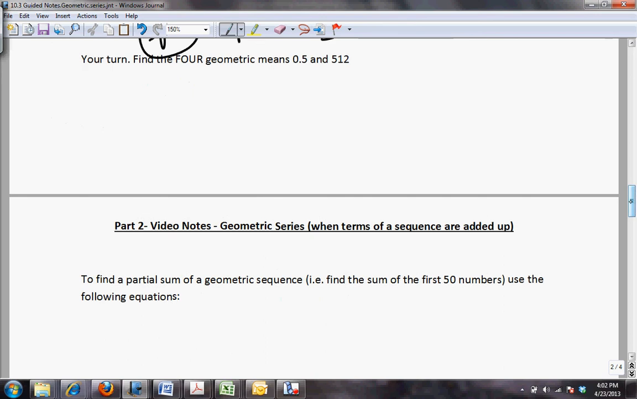All right, last example for today. Remember, if you need to go back over it, just hit rewind. Find the 4 geometric means between 0.5 and 512. Go ahead and do this on your own. Press pause. There is only one option here. And come back when you have the 6 terms all written out.